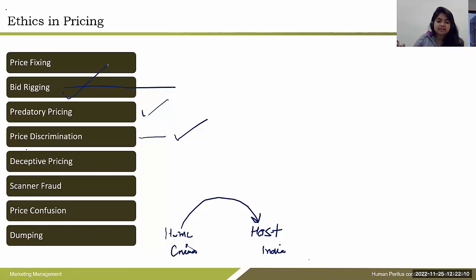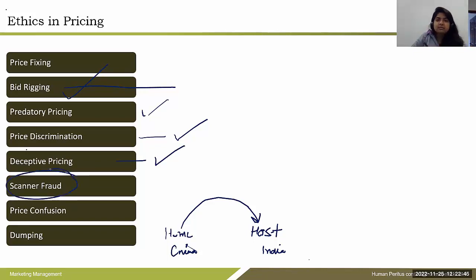Deceptive pricing. Deceptive pricing usually happens when the seller is basically trying to say that, okay, I'm selling this product at 100 rupees. But either he only has a limited time period offer or he only has few products and then he says it is out of stock, so please buy something else. That is deceptive pricing. Specifically putting a lower price in order to lure the customer and then telling them, okay, it is out of stock so that they buy something else. Deceptive pricing.